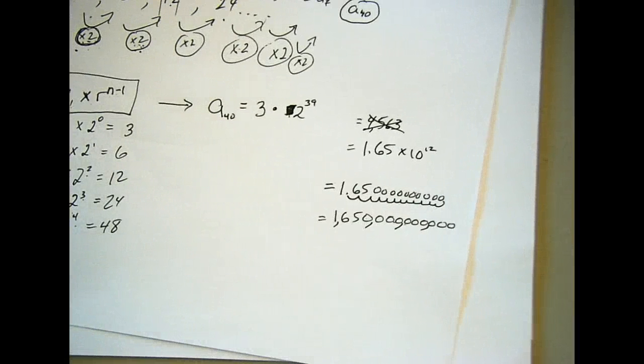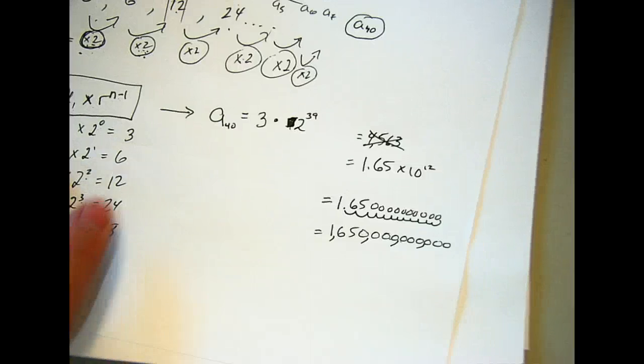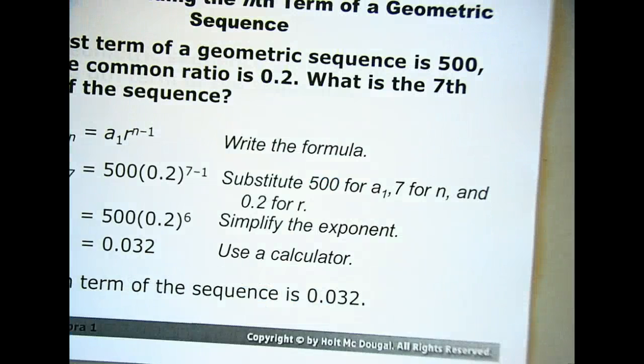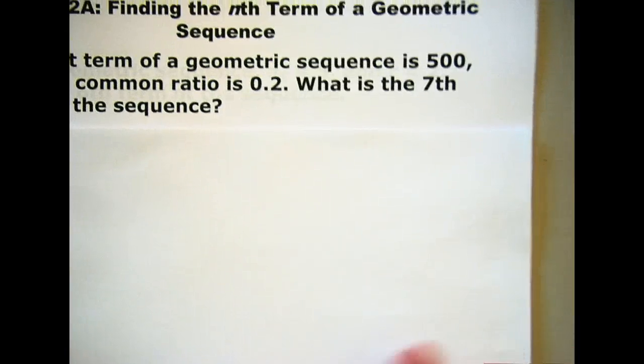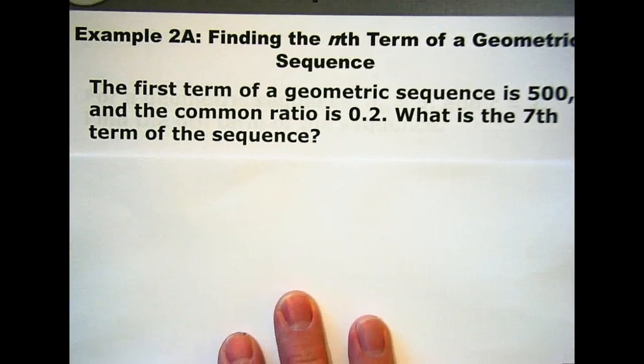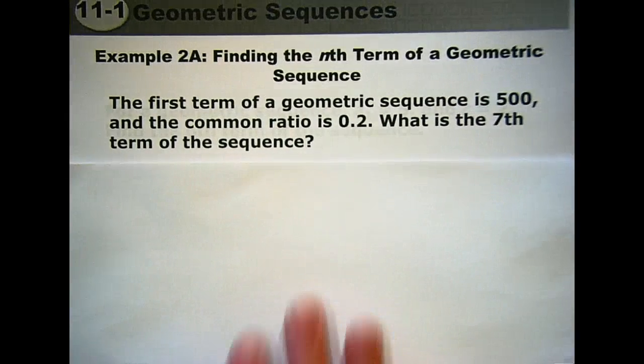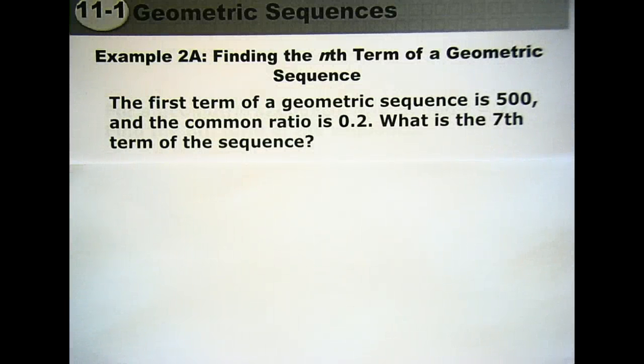All right, I want to do one or two more problems with you guys, and then we'll call it good. Okay? All right, try that one there. The first term of a geometric sequence is 500. The common ratio is 0.2 or 2/10. What's the seventh term? Try to use your explicit formula.